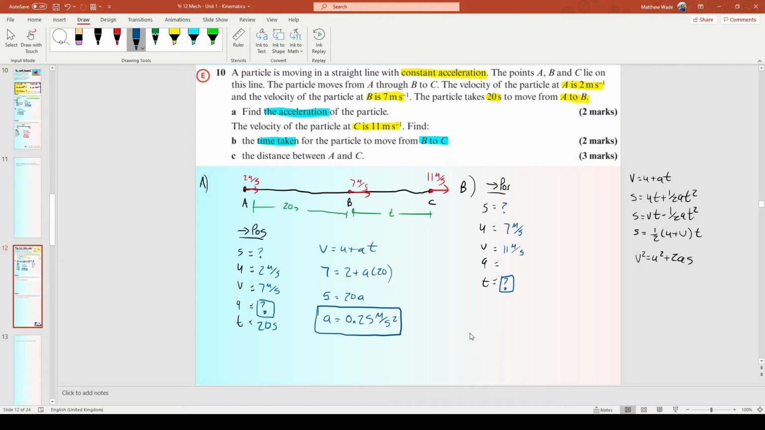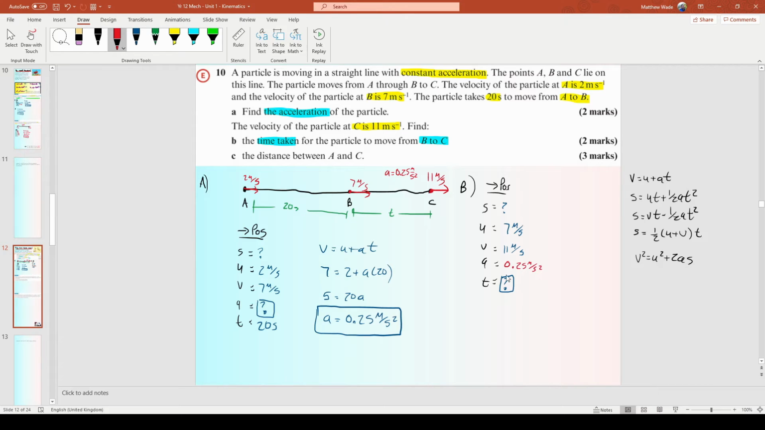Do we know the acceleration? Yeah, we do know the acceleration. What's the acceleration? Well, it's 0.25 meters per second squared. Why is it? It's because it is a constant acceleration. It says that in the very first line. So the acceleration is the same throughout this whole question. So we can pop the 0.25 in that we got as our answer for the last one.